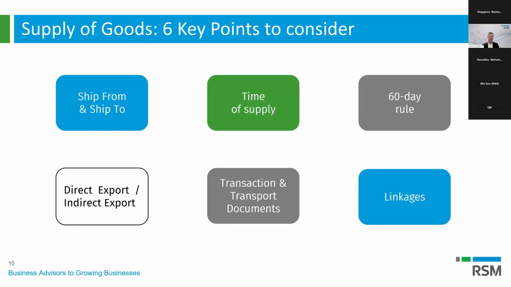So these are the 6 key points that I urge all of us to think through with regard to supply of goods, when we are trying to determine whether the tax code of 9% or 0% or out of scope applies. Okay, so far so good?